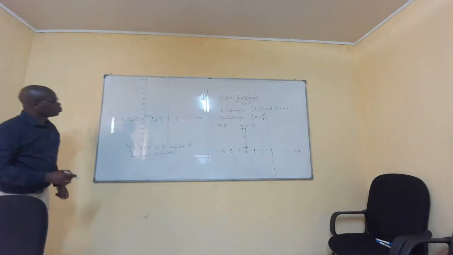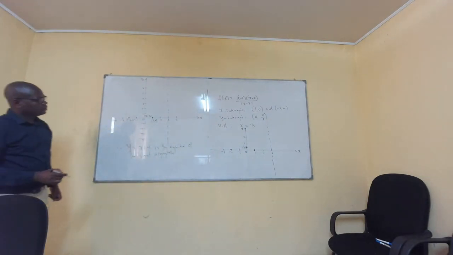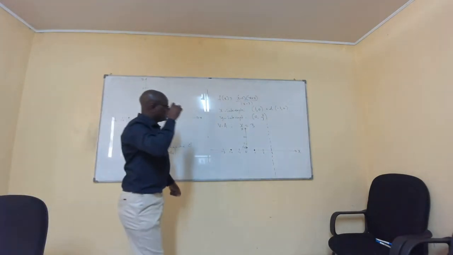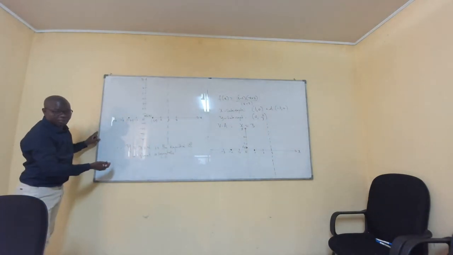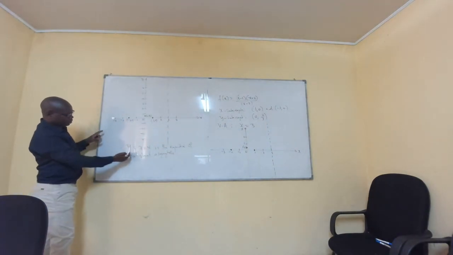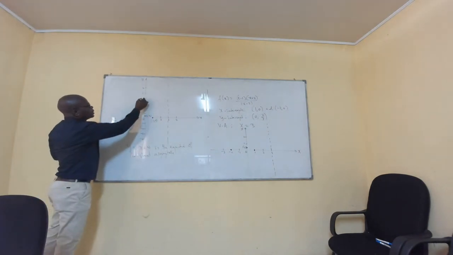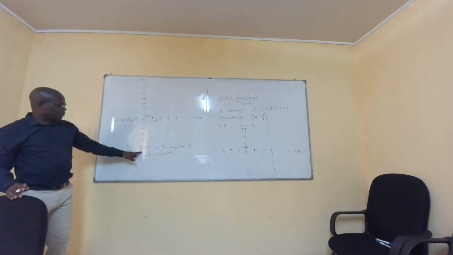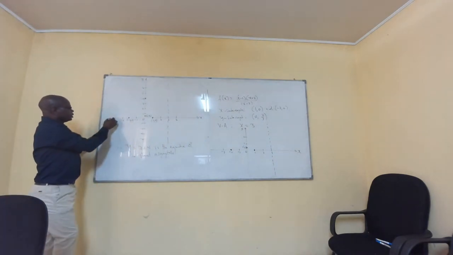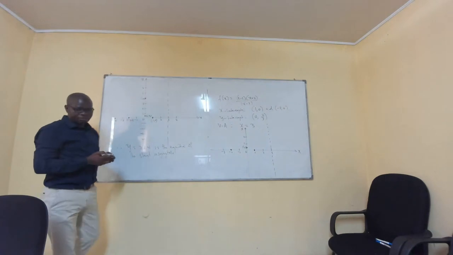Okay. And next, we have the slant asymptote. Let's just plot it, it's a straight line. When x is 0, it is going to cut at (0, 4), passing through this point. And on this side, when y is 0, x will be minus 4. It's going to pass there.